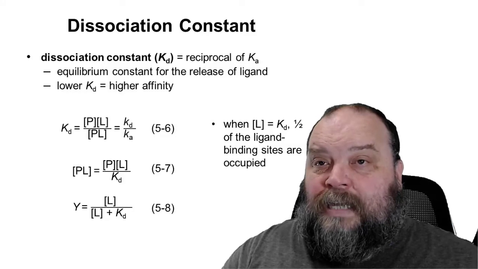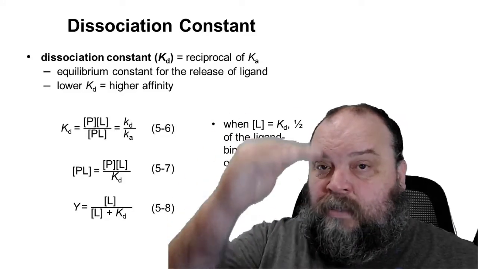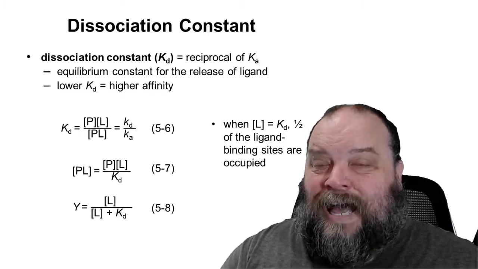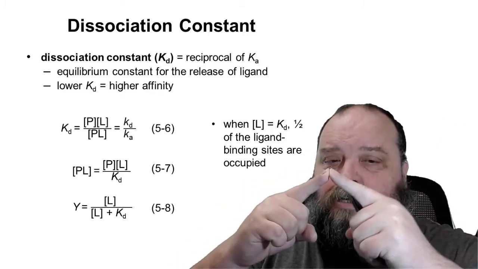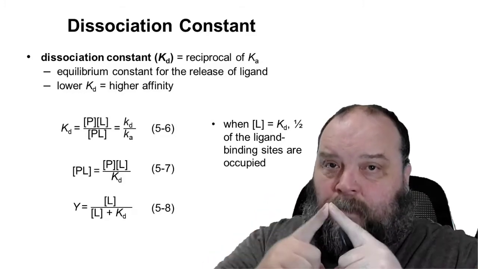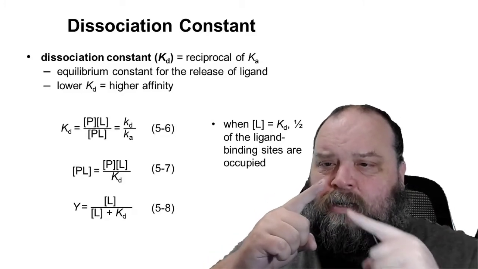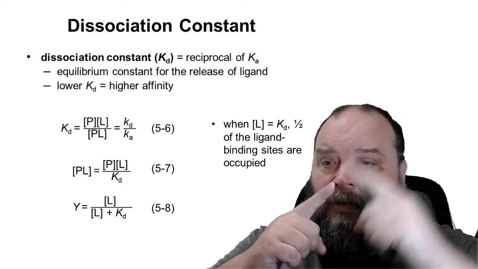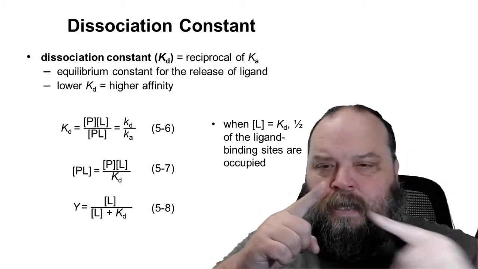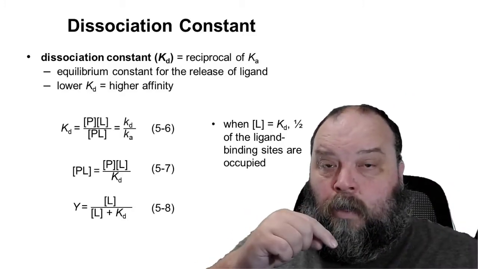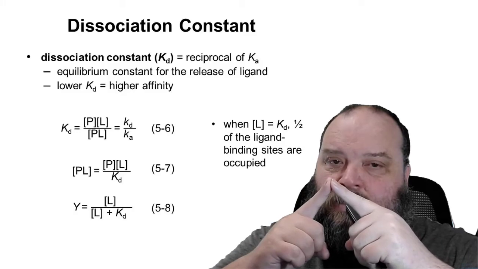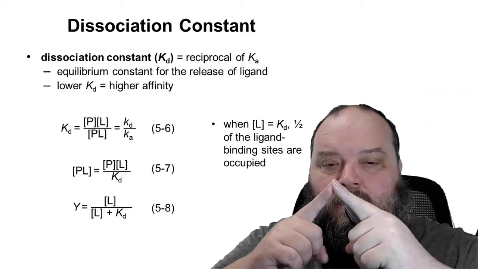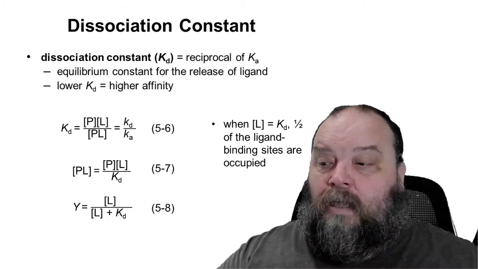The lower the Kd, because remember this is a relative number, the higher the affinity, which means the ligand is going to bind and stick for a bit. Remember, it's still reversible, so it's going to be released, but it's going to stick for a bit. Higher Kd, low affinity: binds, releases, binds, releases. Lower Kd, high affinity: binds, stays for a while, then is released.